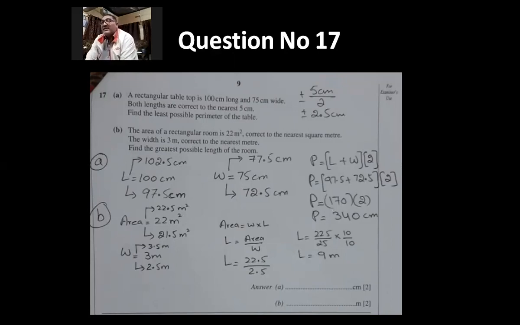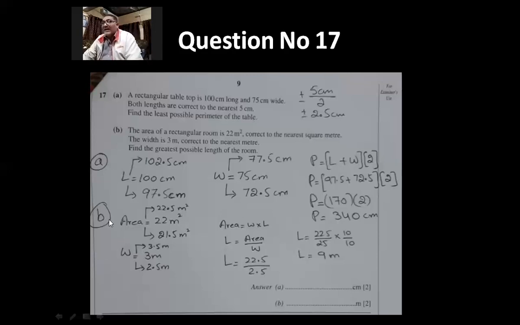Now question number 17, part B. The area of a rectangular room is 22 square meters, correct to the nearest square meter. The width is 3 meters, correct to the nearest meter. Find the greatest possible length of the room.